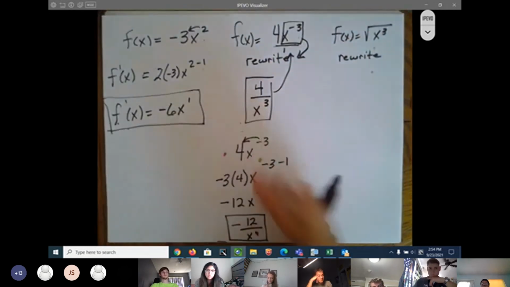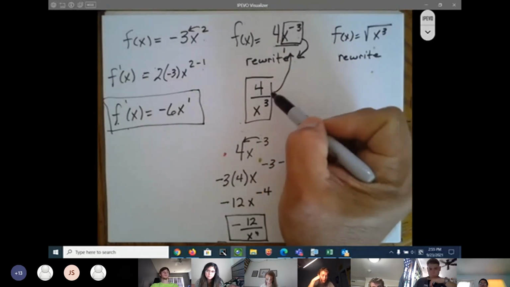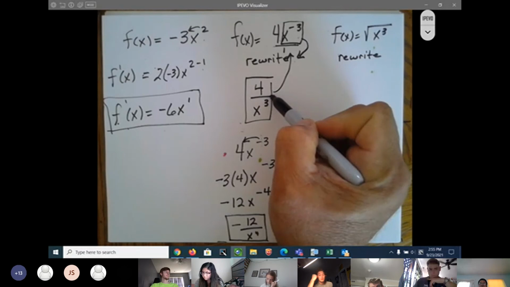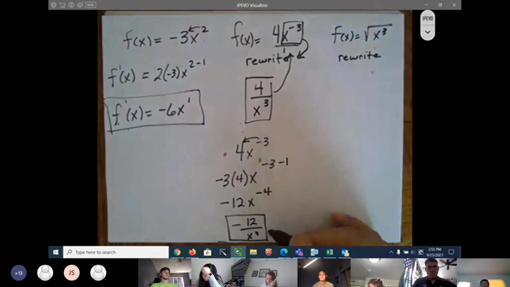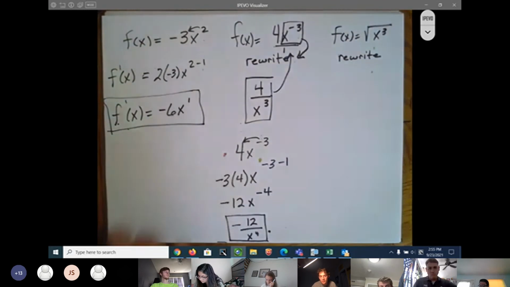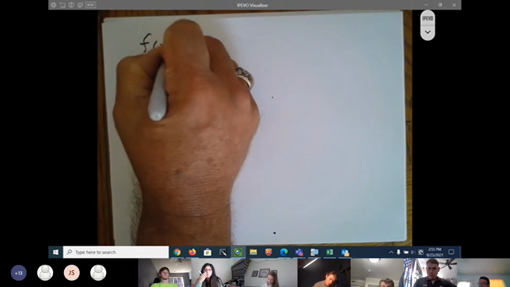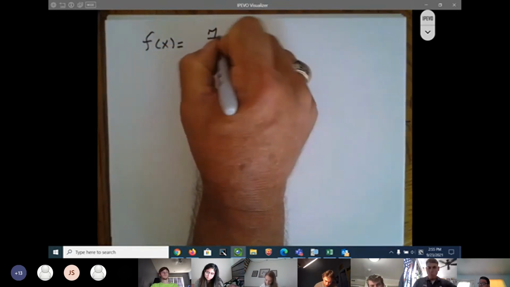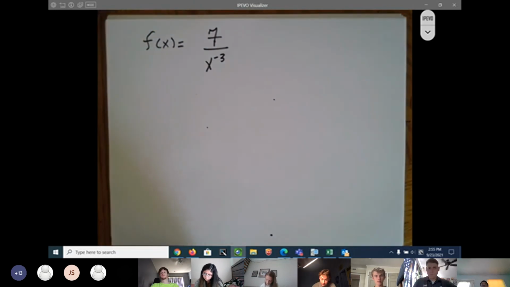So remember, when you see this right here, you're going to rewrite it when you finish it like this. You always want a positive exponent. Now, what if I gave you one like this? What if I gave you one, f of x is equal to 7 over x to the negative 3? Then I would what? What would I do to x to the negative 3?